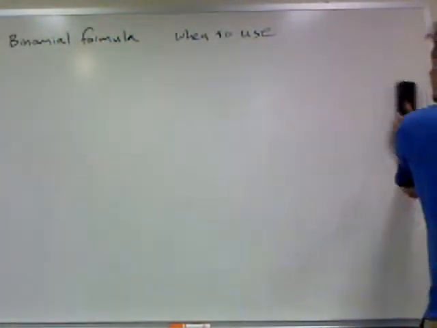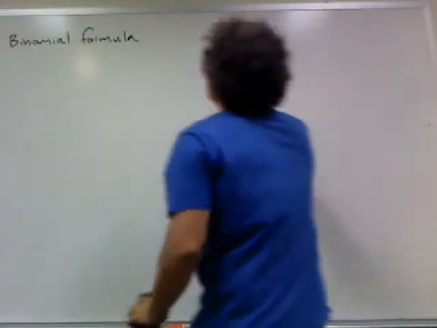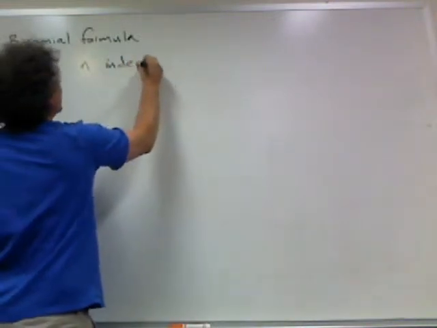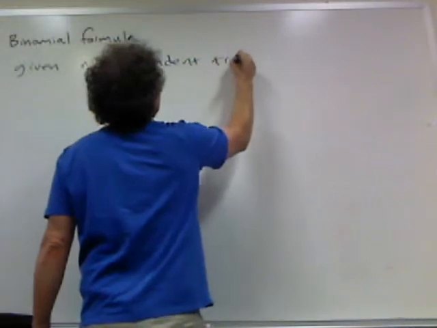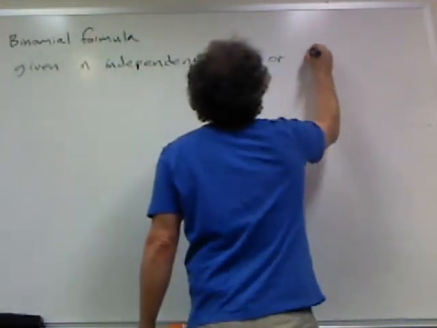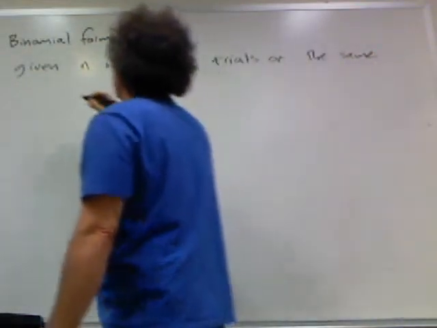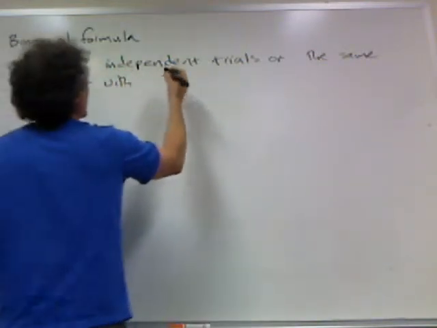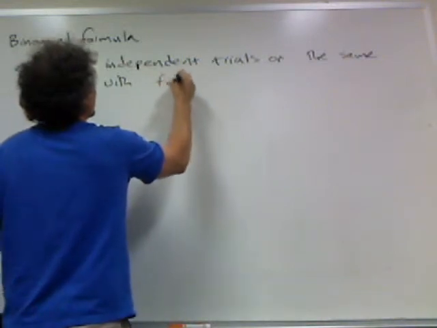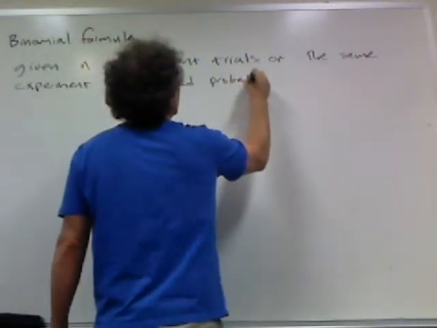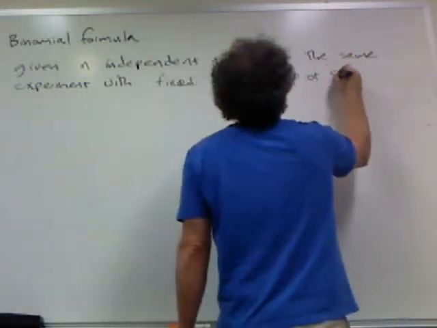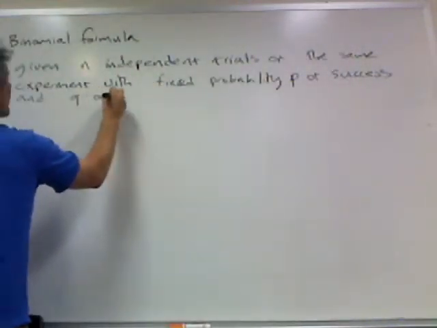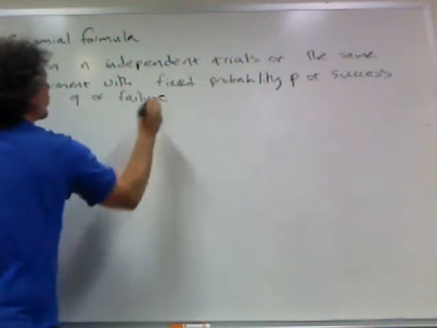So the binomial formula basically says, given n independent trials of the same experiment, with, let's say, fixed probability p of success and q of failure, and those are the only two possibilities.